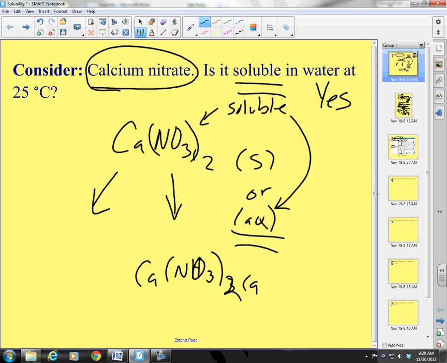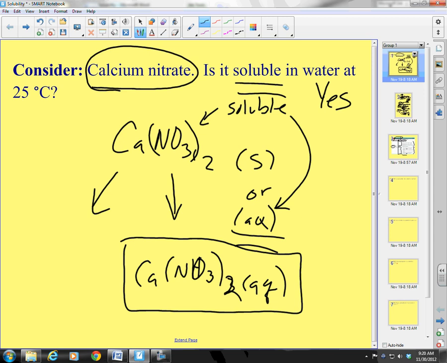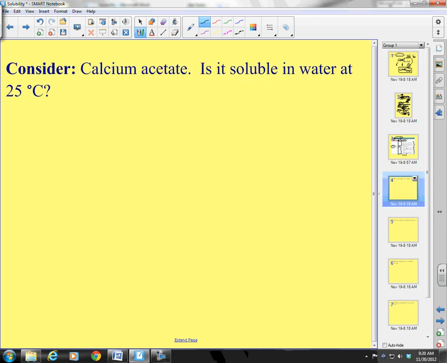How about a 2 there? I would say that it's aqueous. That's the way I would represent that in my reaction. Good? Going further. Calcium acetate.